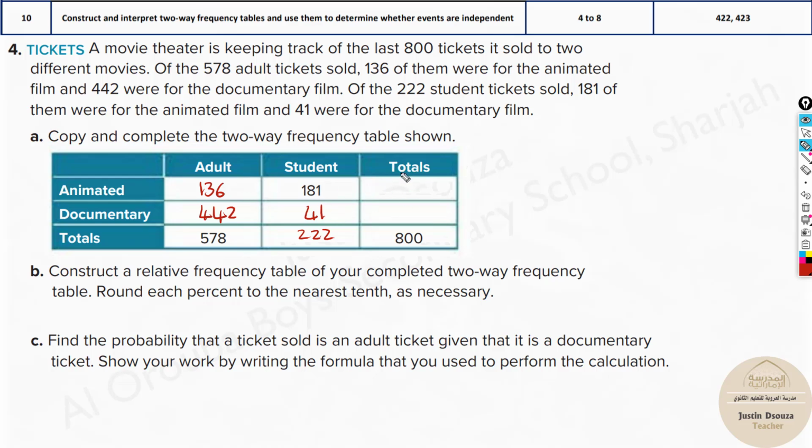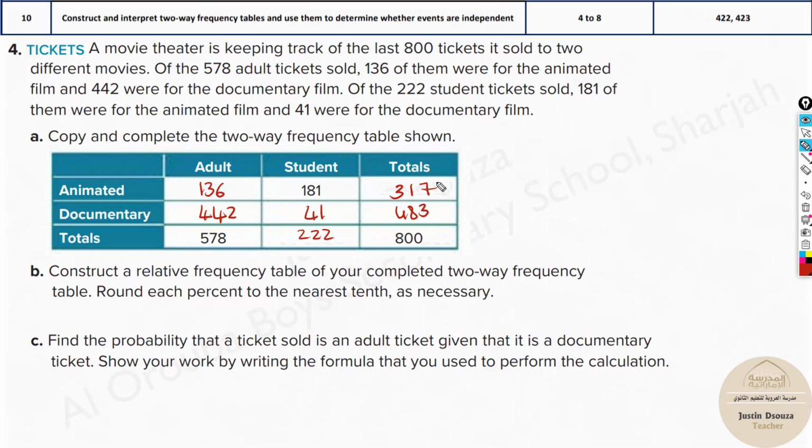So now over here, this right total is about adding it horizontally. 136 plus 181. So it'll be 7 here, 11, 1, 3. So it'll be 317. And what about this? It's going to be 483. So these are the totals horizontally, and vertically we write it over here.